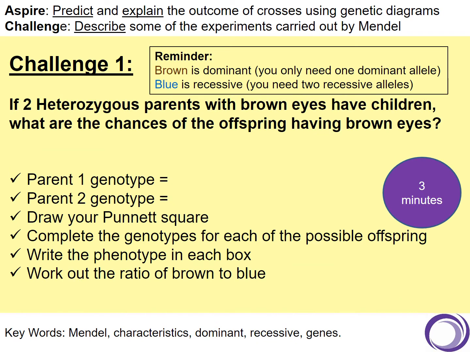Okay, moving on then. So I've given you a reminder again that brown eyes is dominant. You only need one dominant allele. Blue is recessive, so you need two. So I'm going to ask you, if two heterozygous parents with brown eyes have children, what are the chances of the offspring having brown eyes? I'm going to give you 3 minutes, and I want you to make sure in your answer all six of those bullet points have been addressed.